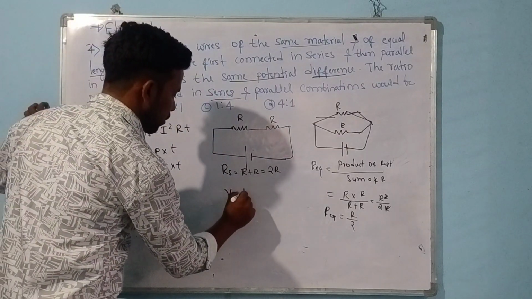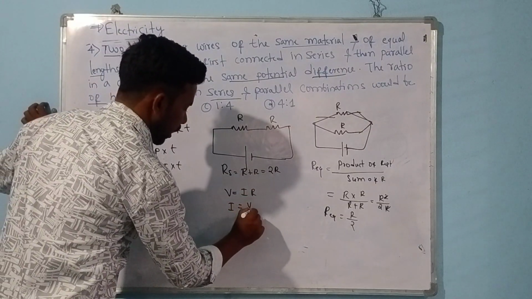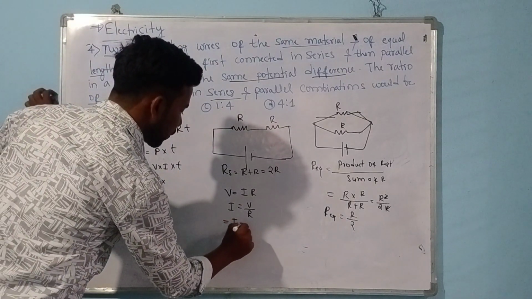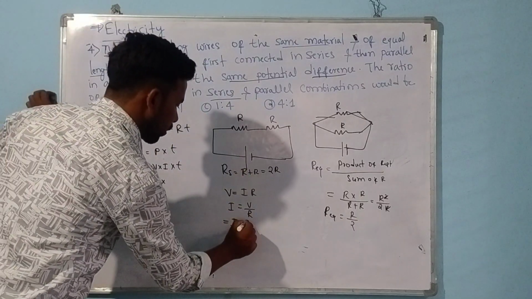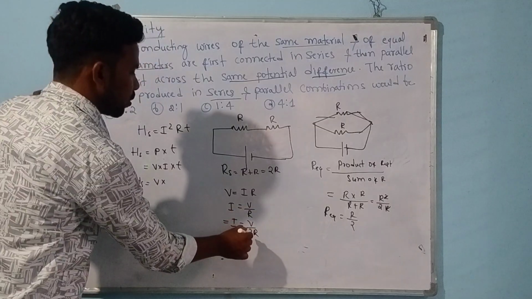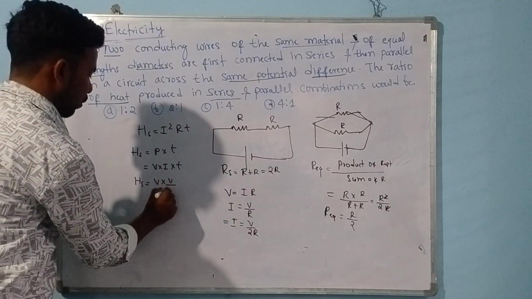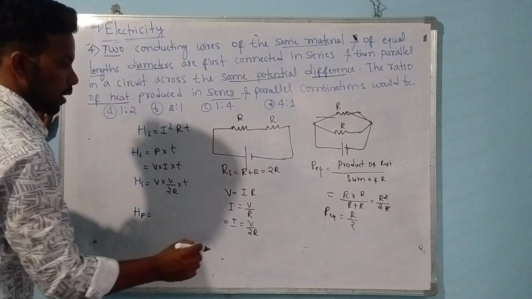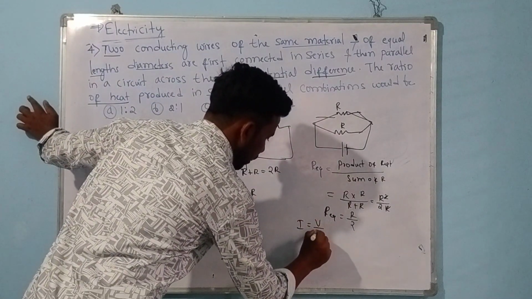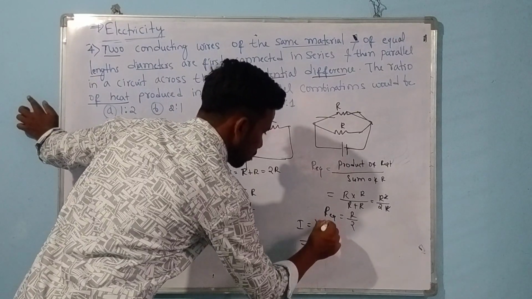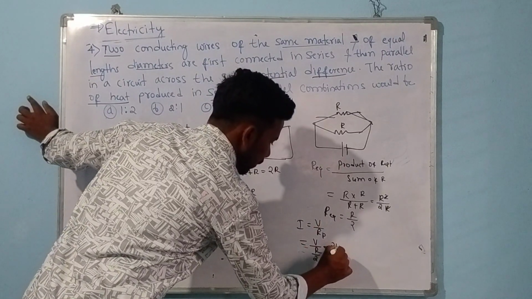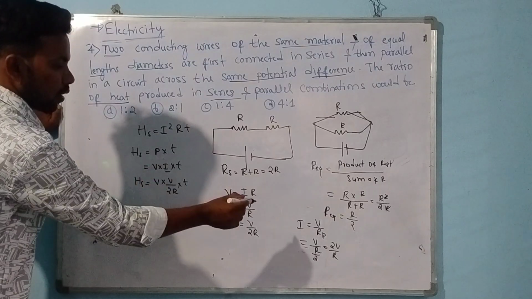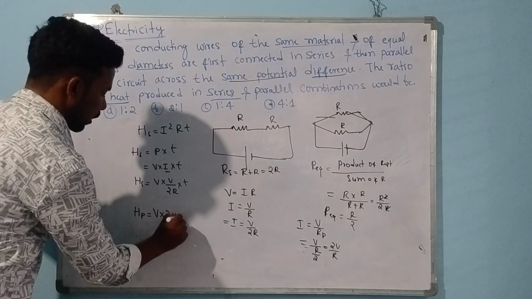From V equals I R, I is equal to V by R. In series the resistance is 2R, so I is V by 2R, and we substitute this into the heat formula, V squared by 2R into T. Next, heat generation in parallel: the same, I is equal to V by R, with V constant. The resistance in parallel is R by 2, so I is 2V by R, and the heat is 2V squared by R into T.